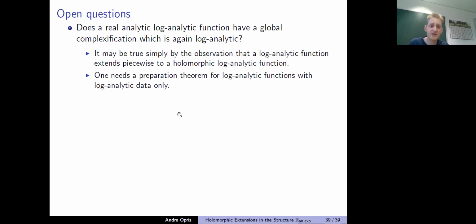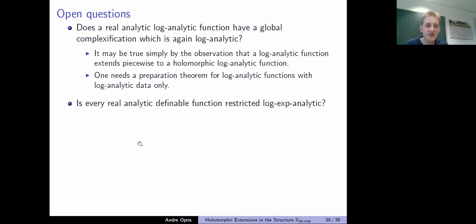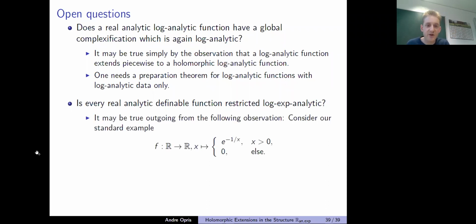And the second question, which is also pretty unsolved at present, is: is every real analytic definable function restricted log-exp analytic? And this may be true, going from the following observation. If you look again at our standard example in the following way, then we see that f is flat at 0, but not the 0 function.